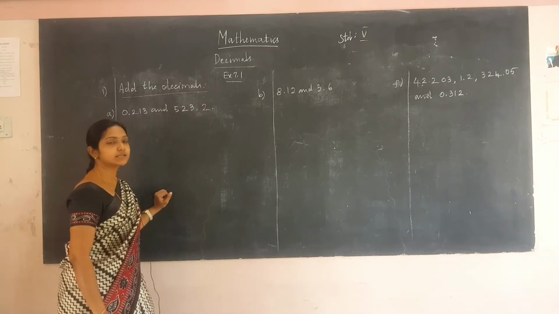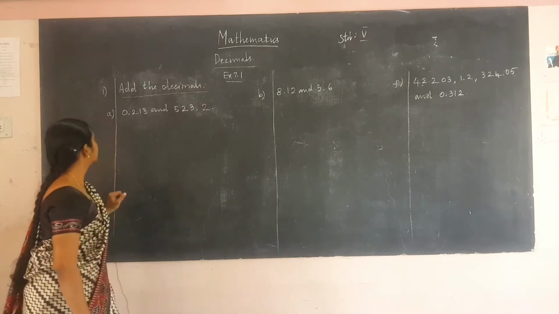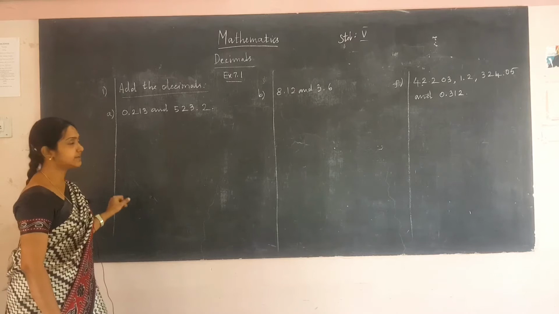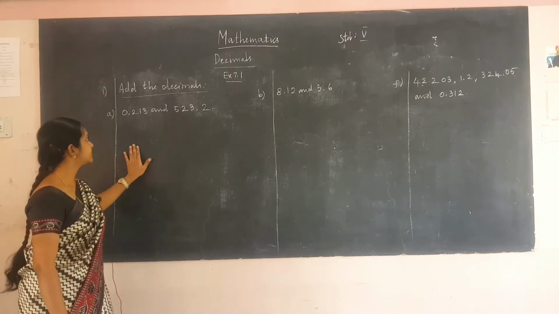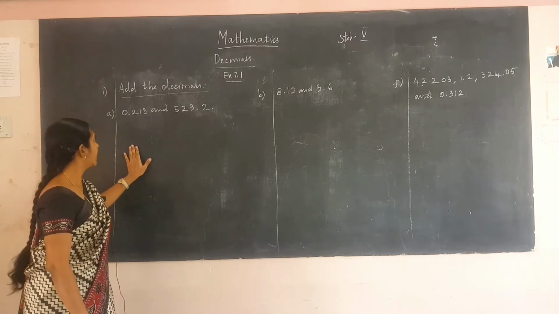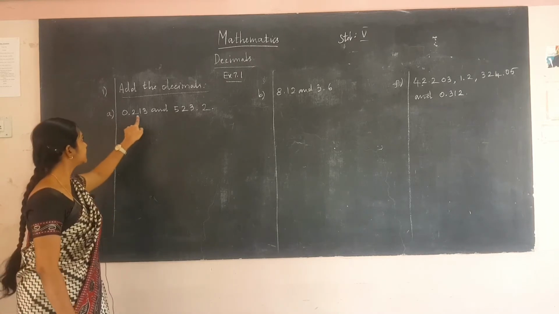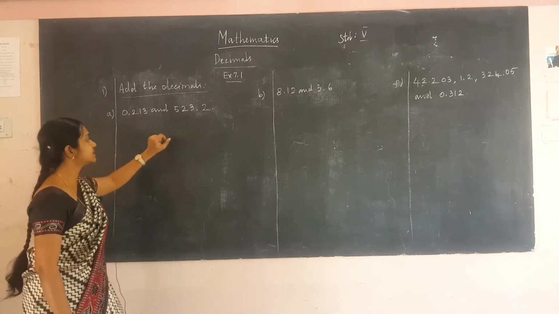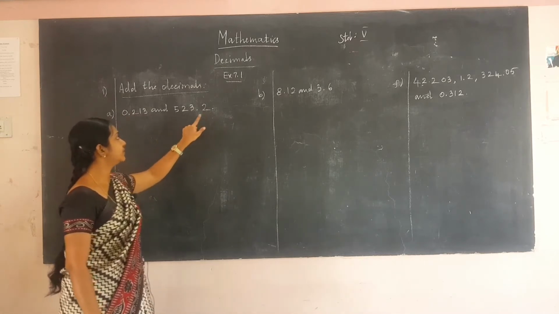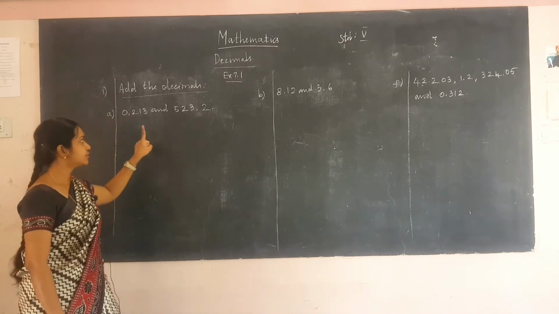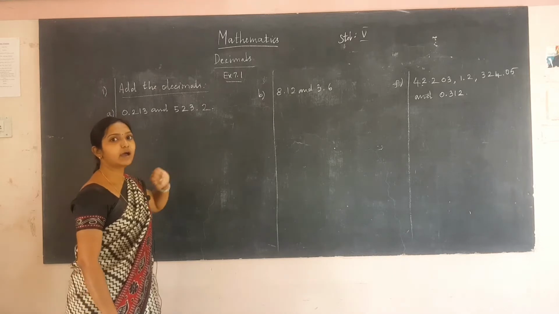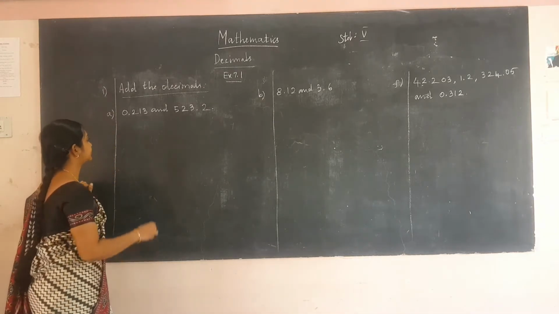Now we are going to solve exercise 7.1. The first problem is add the decimals. The first step is we have to look at the decimals and check whether they are like or unlike decimals. Here after the decimal point we have 3 places, and here after the decimal point we have only 1 place. So we are going to convert them into like decimals.